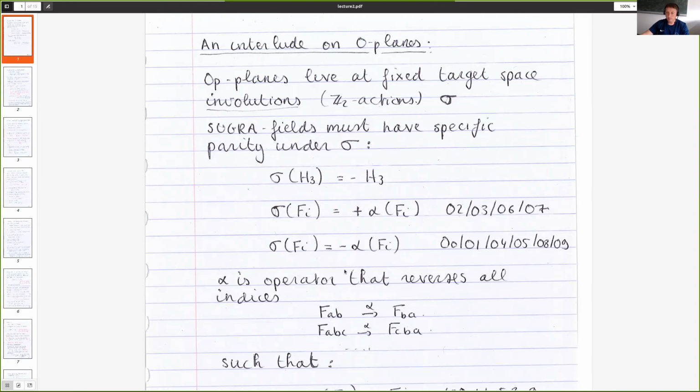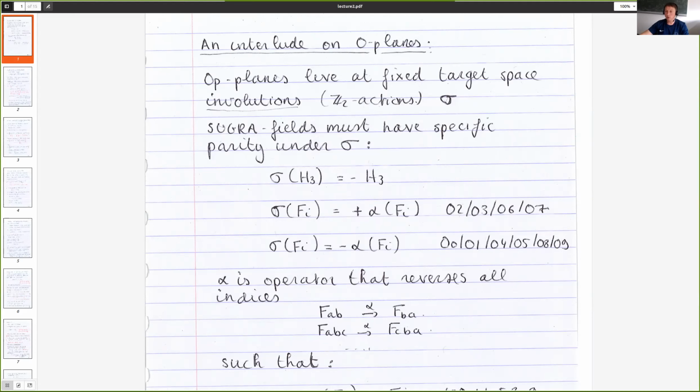And what is alpha? Alpha is, yet to make it very complicated, yet another involution, which has a name. I will not give you the name. It's just the operation on a form field that reverses all the indices. So on a 2 form, I have AB, and it maps AB to BA. So on a 2 form, that means I map it to minus itself, right? Okay, so let us apply it. So sigma of F2 is alpha F2, but alpha F2 is minus F2. And that means that F2 is odd for these orientifold planes.